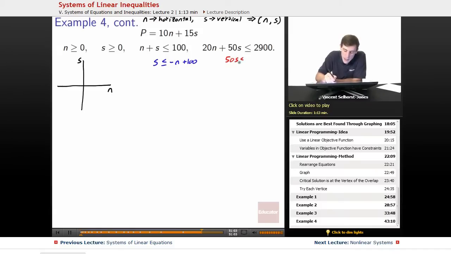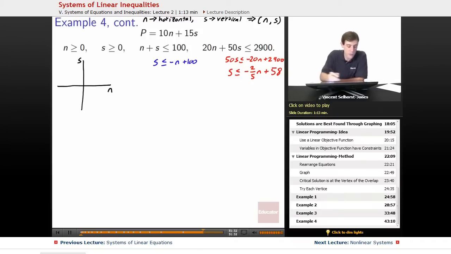50S is less than or equal to negative 20N plus 2,900. We divide both sides by 50. We've got S is less than or equal to negative 2/5 N plus 2,900 divided by 50, which becomes 58. I had to use a calculator for that one. So 2,900 divided by 50 becomes 58. So we've got S is less than or equal to negative 2/5 N plus 58.